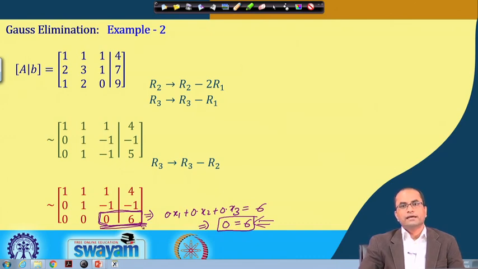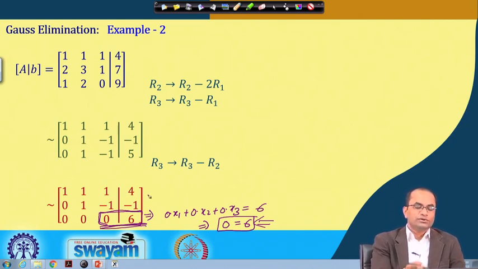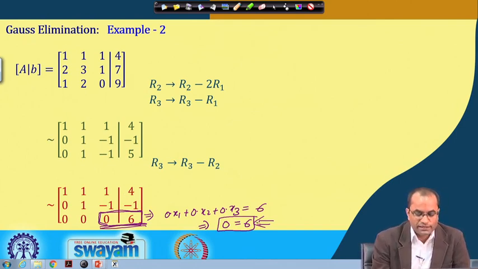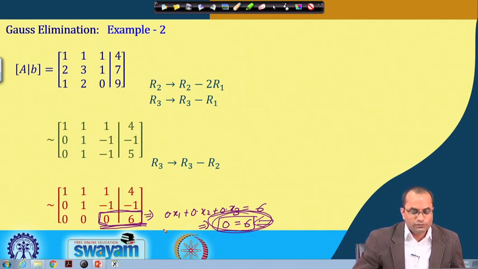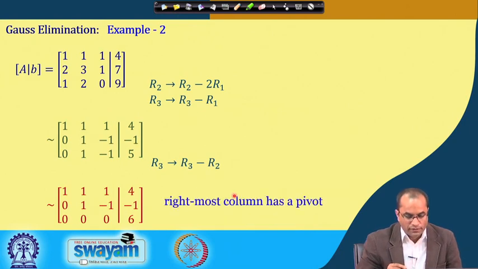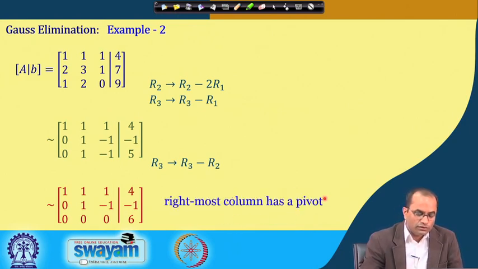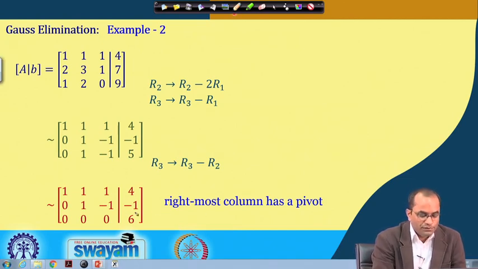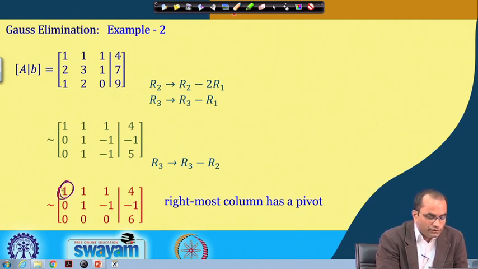Inconsistent means again that it has no solution. By just reducing to echelon form, we observe that the system has no solution, because from the last equation we are getting 0 is equal to 6. So we conclude that the given system has no solution. In terms of the pivots, we say that the rightmost column has a pivot, because this is the pivot here and this is the pivot in the second column.